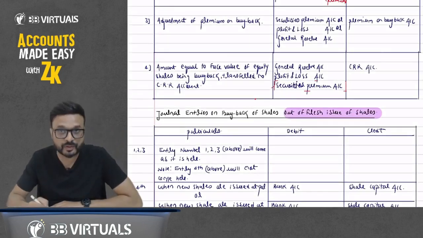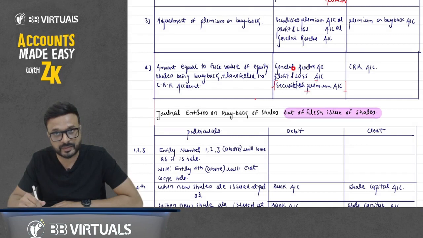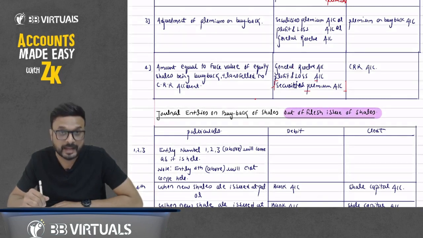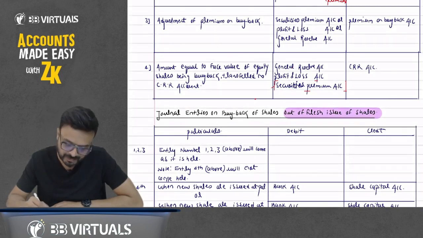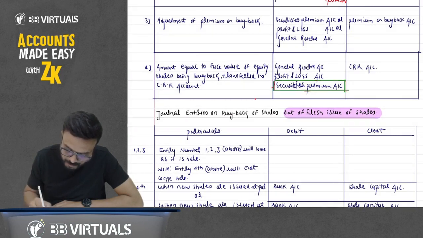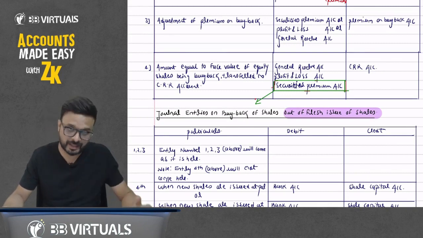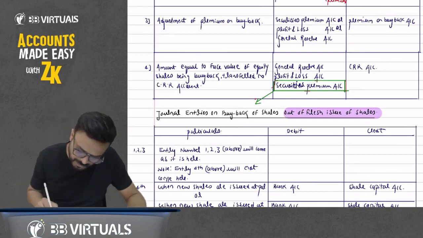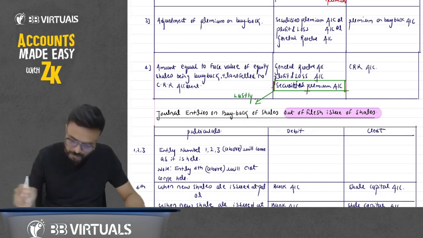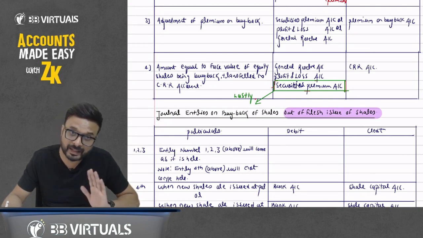Here you can see we have to transfer to CRR. How much will we transfer to CRR? We'll transfer 10 lakh rupees to CRR. So can we utilize general reserve? Yes. Can we utilize profit and loss account? Yes. Can we utilize securities premium? The answer is yes. But I've observed that ICAI does not give preference to securities premium account when they transfer to CRR account. So we can utilize this securities premium account, but we will give it preference at the end.